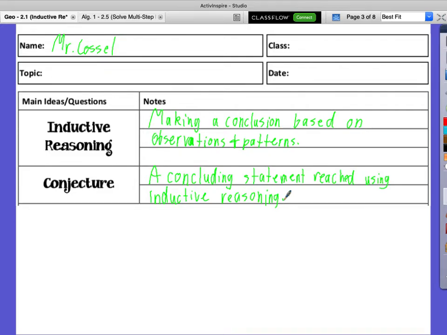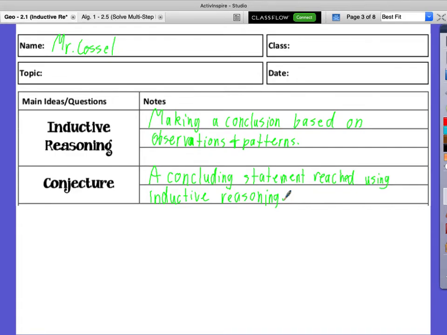So for example, in elementary school, you lined up to go to lunch, right? Now let's say the teacher lined you up boy, girl, boy, girl, boy, girl. What do you think would come next? Boy, right? That's using inductive reasoning. You said, hey, there's a pattern here. It's alternating boy, girl, boy, girl. So the next one would probably be the opposite of what was before. That's using inductive reasoning, and your conjecture is that the next one would be a boy. So that would be your conjecture from that.